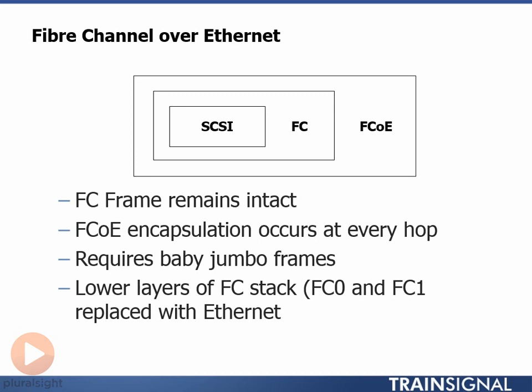All sounds great so far, but let's remember back to earlier when we said that Fibre Channel is a high-speed, low-latency, lossless network, and Ethernet is, well, it's not. Ethernet is comparatively low speed and it's lossy. So how can the two be combined?